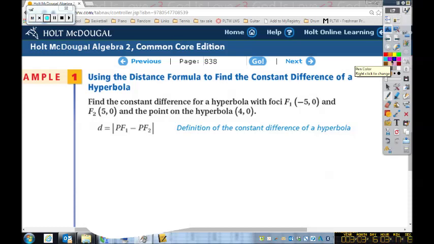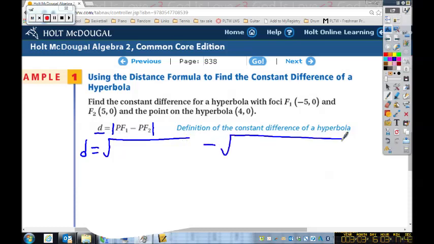going to subtract. All right, so you'll see it says distance d equals, those are absolute value signs. Okay, those are important. The absolute value of the distance from the point to focus 1 minus the distance to focus 2. So now it does matter what order I put them in. So we're going to say distance equals square root minus square root. Well, focus 1 is this one.